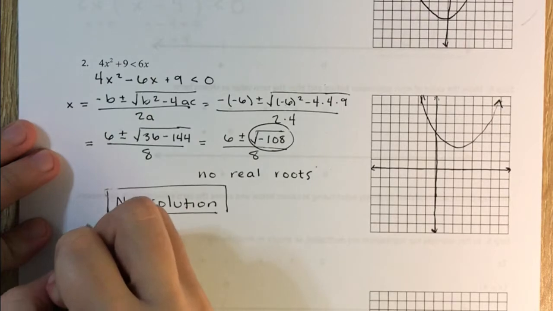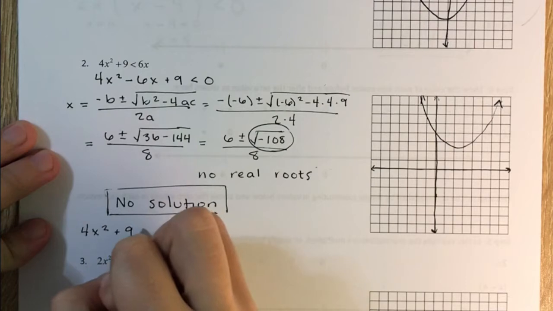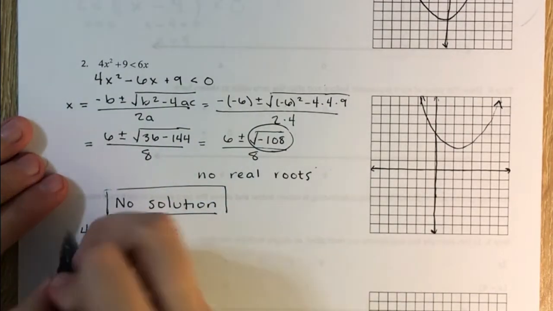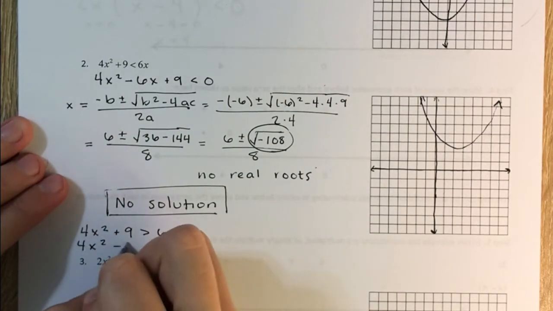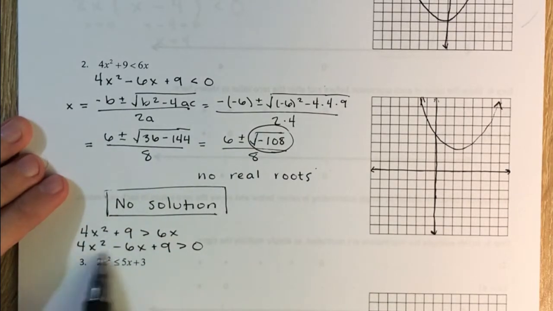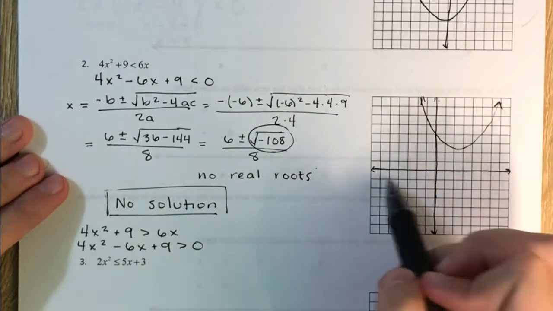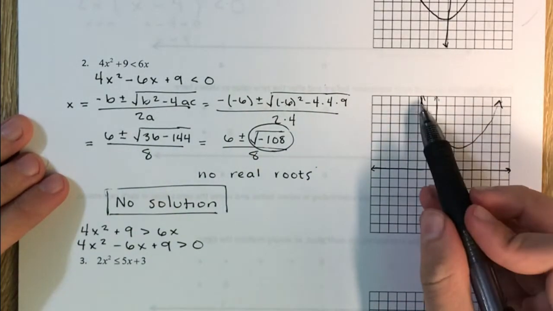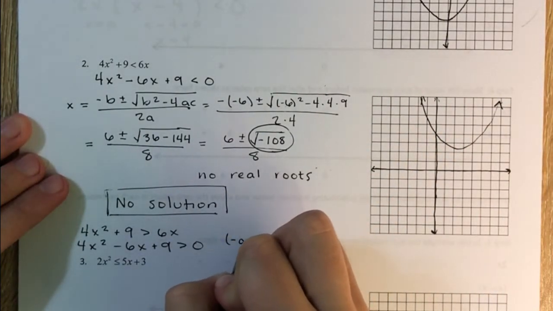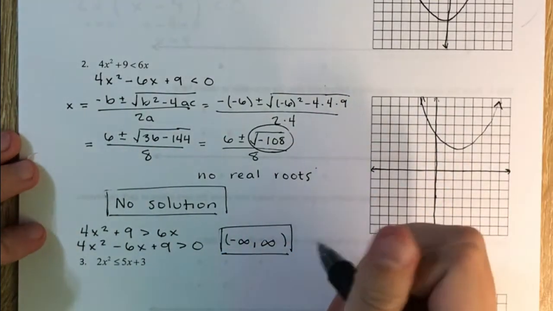What if I had asked, where is 4x squared plus 9 greater than 6x? Well, that would give us almost the same thing, greater than 0. We're looking at the same function. We're asking, where is this greater than 0? So where is this above the x-axis? And it's above the x-axis for all of our x values. So that is all real numbers. That's just a quick aside.